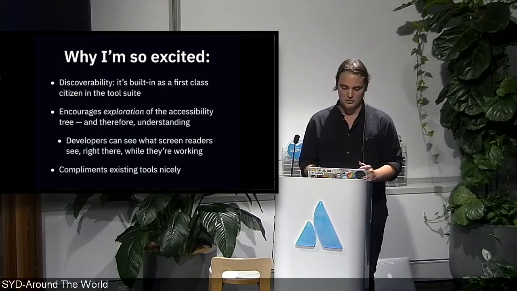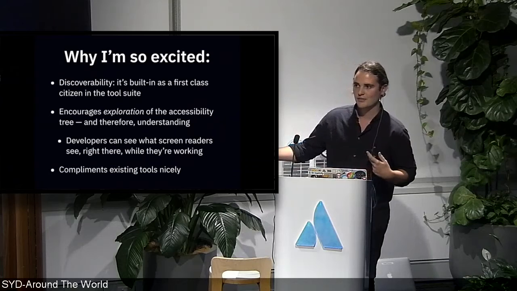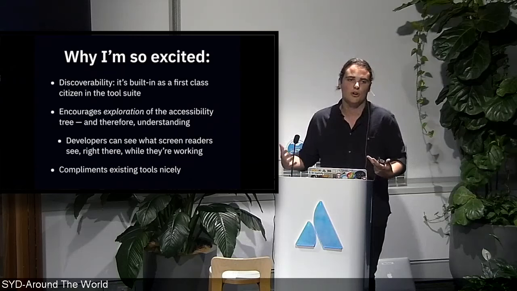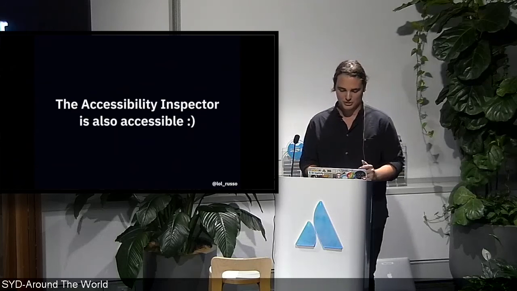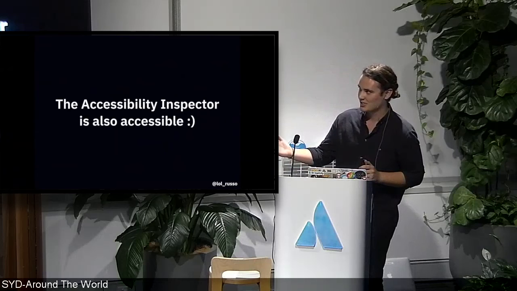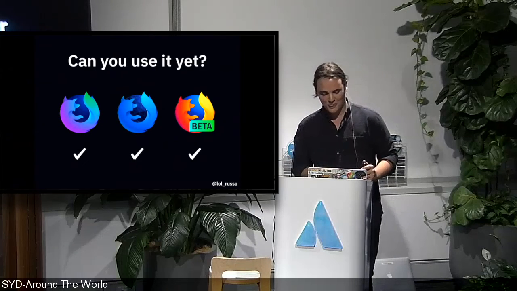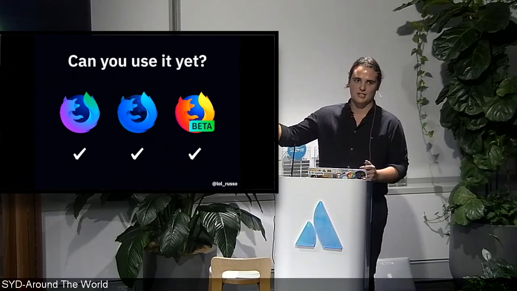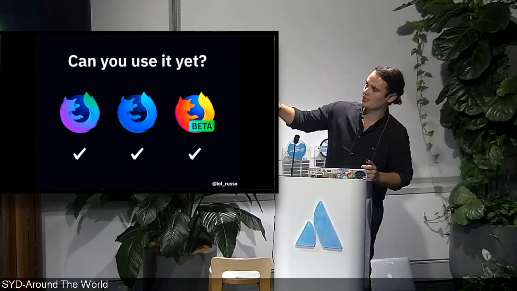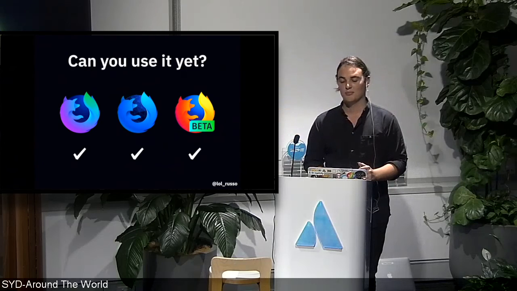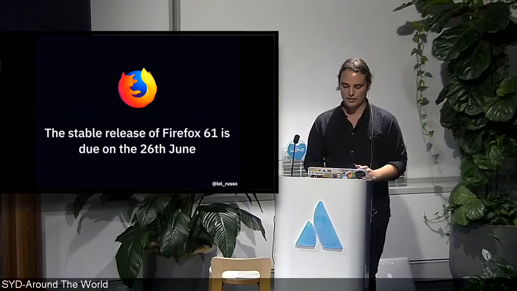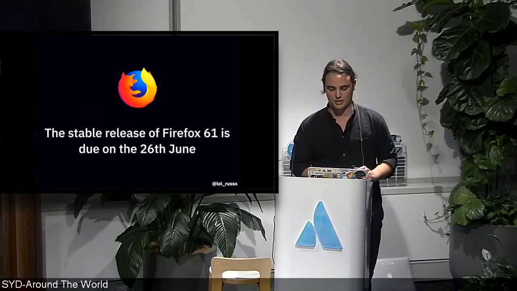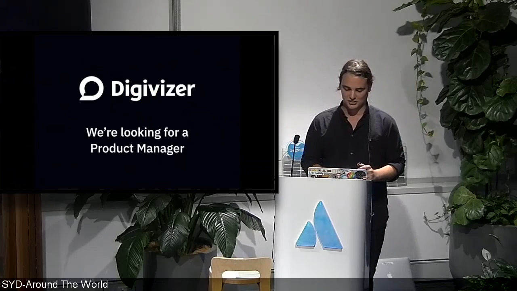The other thing is it doesn't fight any of the other tools in that toolkit that I expressed earlier. They all work hand in hand, and they all help you. So that's really cool. Also, the accessibility inspector is also accessible. And basically, can you use it? Yes, in Firefox Nightly. Yes, in Firefox Developer Edition. Yes, in the beta. But if you're just plain old Firefox, you're going to have to wait until the 26th of June until Firefox 61 is released. But you can play with it right now, as I showed.